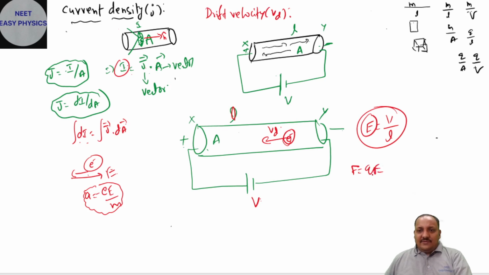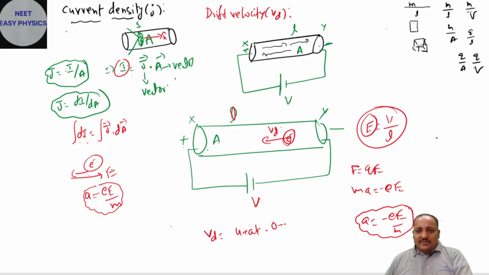F equal to QE, F equal to MA. So now A is equal to minus E by M, taking the charge of the electron, and this is nothing but the acceleration. Next, what is the velocity? Vd is equal to U plus AT. So 0 plus E by M into time, and we take the time as relaxation time tau. Why? Because not only one electron but many electrons move. The average of the times of all the electrons moving from one end of the conductor to the other is what we call the relaxation time. Finally, this is the drift velocity equation: minus E by m into tau.